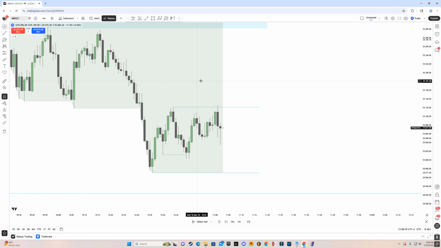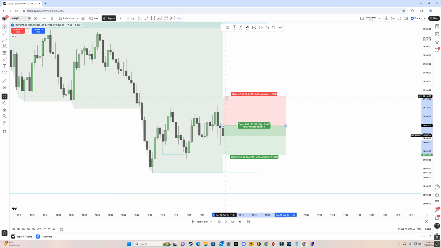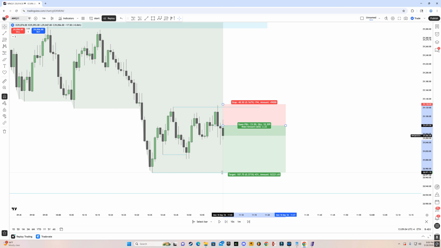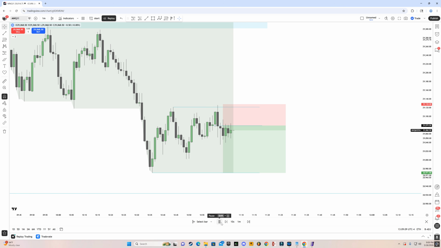So if I push this through, you can see we took out the range high and then we have consecutive bullish candles that swept this high. So right here, we have CISD, change in the state of delivery, right? And then we're going to take our entry here, stops right above the high, and we're going to target the range low down there. So let's see how this plays out.